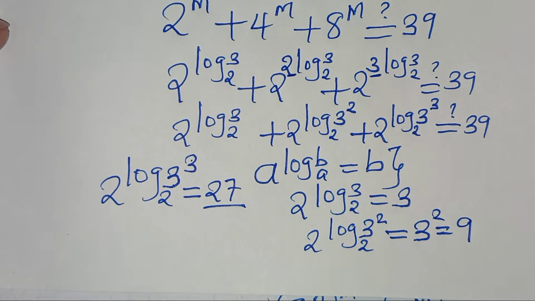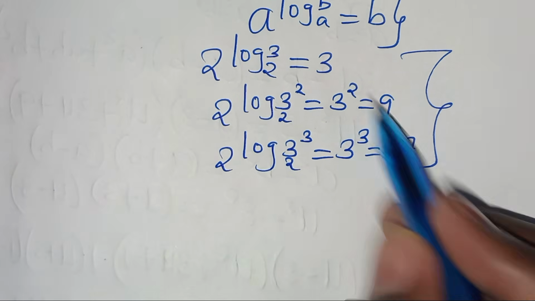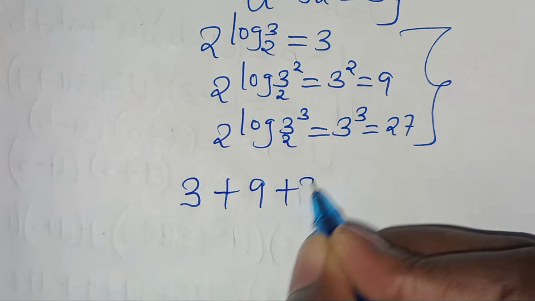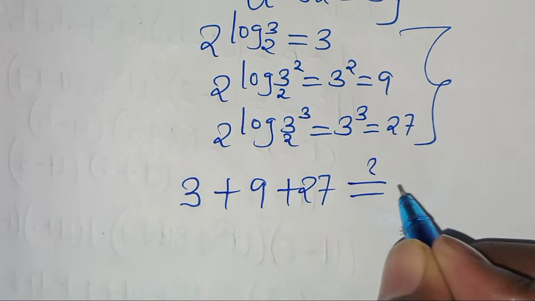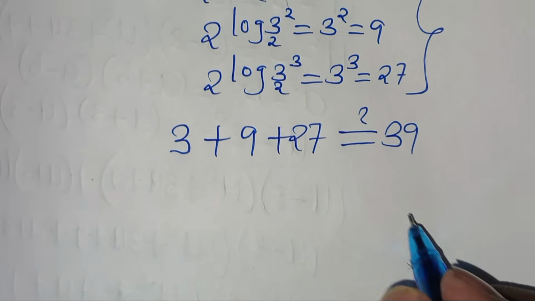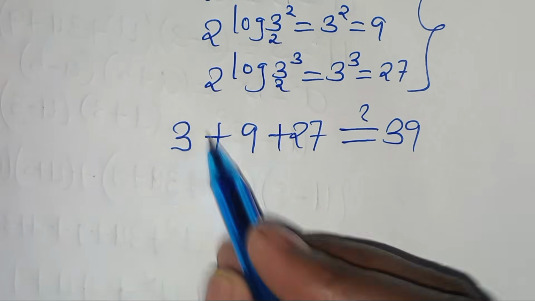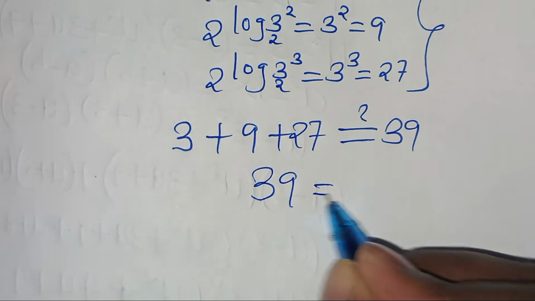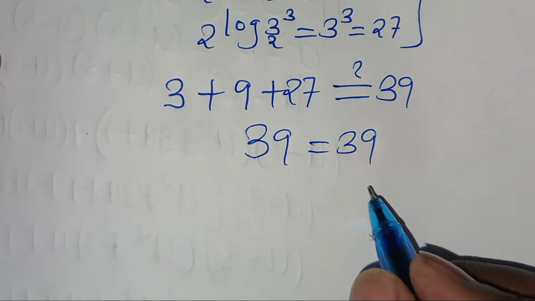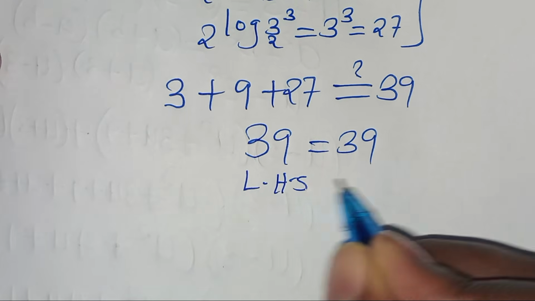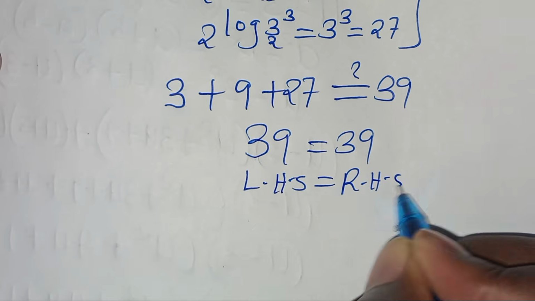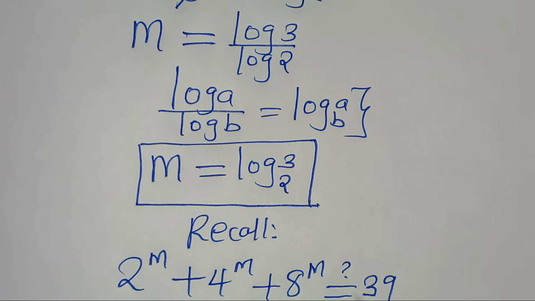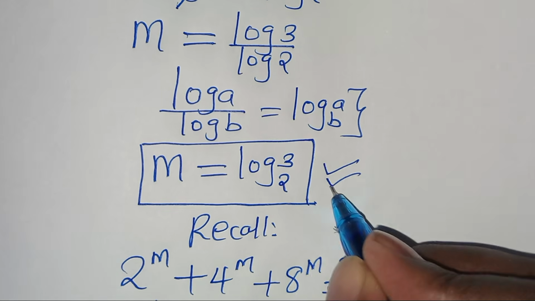So let's sum this. Now let's substitute 3, 9, and 27 so that we have 3 plus 9 plus 27. This is supposed to give us a value of 39. So we have 9 plus 3, this is 12, plus 27. This is equal to 39, which is equal to 39. So we have the left hand side equal to the right hand side. And this proves that the value of m, which is equal to log 3 to base 2, actually satisfies the equation.